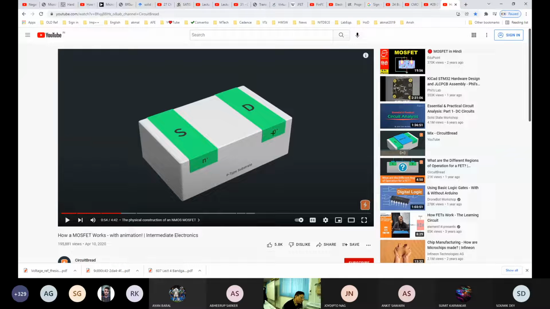So if this is, for example, 5 volt and this is 0 volt, then this will be acting as drain. On the contrary, if this is 5 volt and this is 0 volt, then this will be acting as drain. And the current flow will be from drain to source. Whatever I have said, this is true for NMOS.